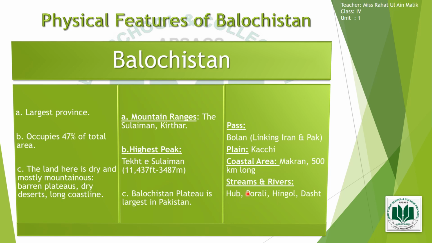Then we will be talking about streams and rivers to be found in Baluchistan. They are Hab, Purali, Hingol, and Dasht. So this was the information about the physical features of Baluchistan. I hope you have enjoyed it. Baluchistan is one of the most beautiful provinces of Pakistan. It is not that much explored, but in the coming slides you will see the pictures, and you will see how beautiful this province is. I really like this province. I hope you do as well.